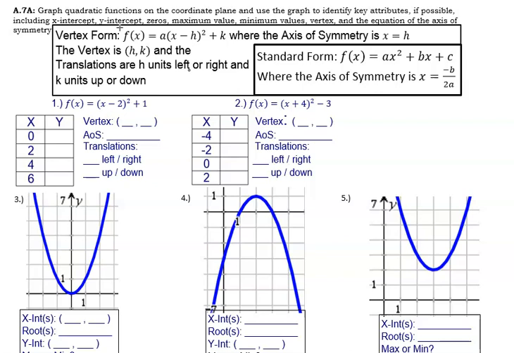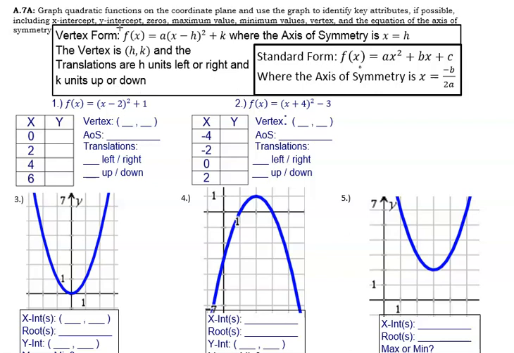Here's the vertex form equation. We have f of x equals a times x minus h squared plus k, where the axis of symmetry is x equals this h value. The vertex is h comma k, and the translations are h units left or right, and then k units up or down, depending on what the sign is.